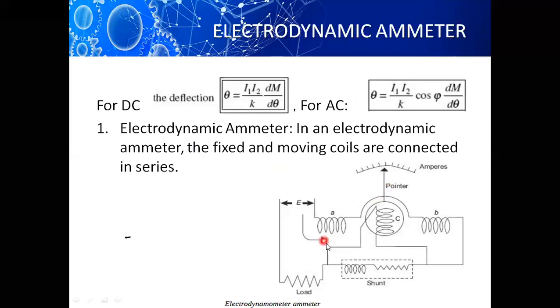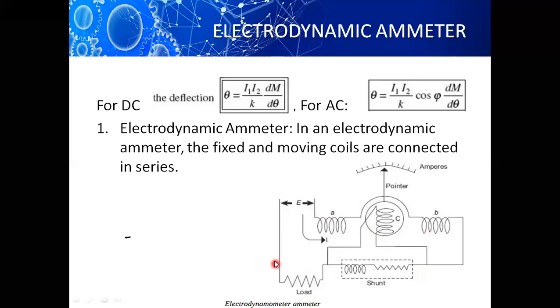So it is connected in the circuit shown here. We can see that the fixed coil and the moving coil both are connected in series. You can see here clearly, again I'll show. So this is the source, and here we have the fixed coil, and we have a moving coil.